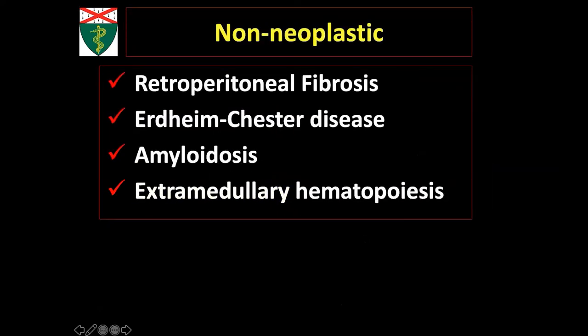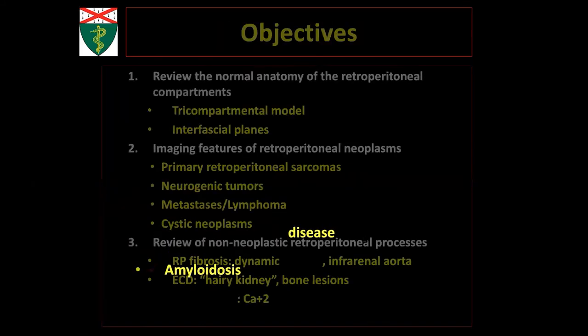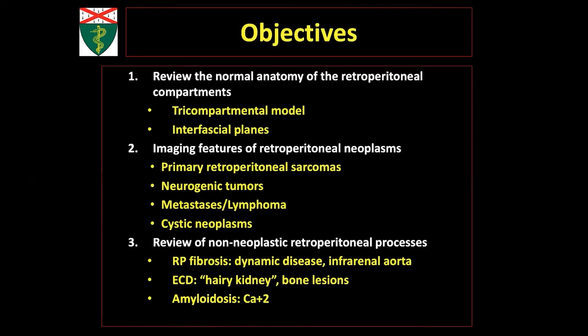So that's our last non-neoplastic entity that I wanted to discuss. Let's circle back to the objectives before getting to the unknown cases. Over the last 50 minutes or so, these are the objectives that we went through. We talked about the tricompartmental model of the retroperitoneum that's built around the kidney. And to that, we added this concept of interfascial planes that allow communication between different compartments. We then went through some imaging features of retroperitoneal neoplasms, the three sarcomas: liposarcoma, leiomyosarcoma, and undifferentiated pleomorphic sarcomas.